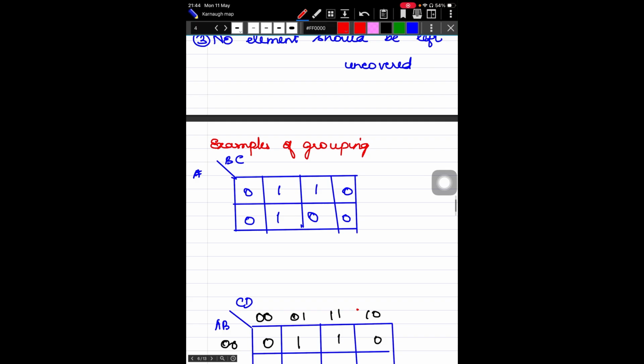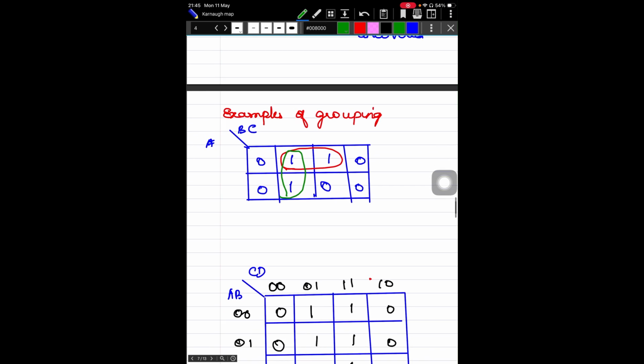So I should group the ones because it is a sum of products simplification. I'll group the ones. If it is a product of sums simplification, you should group the zeros. Okay, so this is one group and this is the other group. I don't have any more groups. Am I right? Okay. How do I name my group?